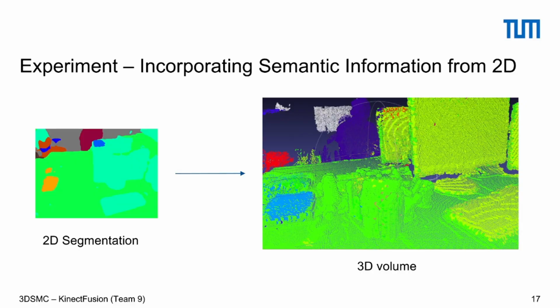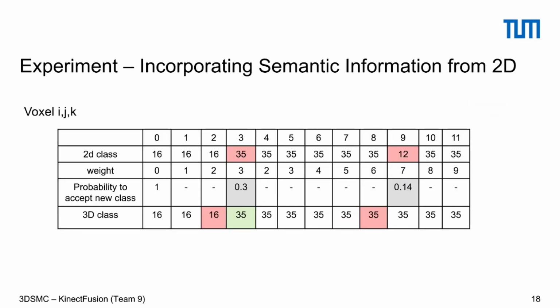For segmentation, our goal was to investigate the feasibility of propagating semantic information from 2D images to 3D volumes. We followed a similar approach to updating surface voxel colors, but employed a slightly modified update rule to mitigate noise present in 2D segmentation maps.